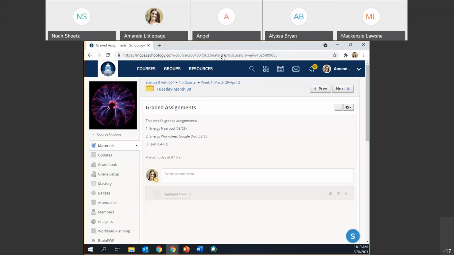So here's a list of what you need to do and the dates. When you look at this, for example, the Nearpod, if you didn't get it done, go to yesterday's folder, 329, click on it. The link is right there. So there's no reason why students in this class can't get their work done.